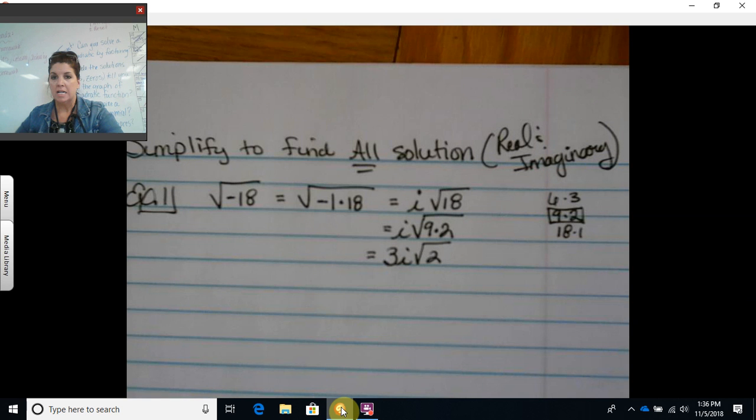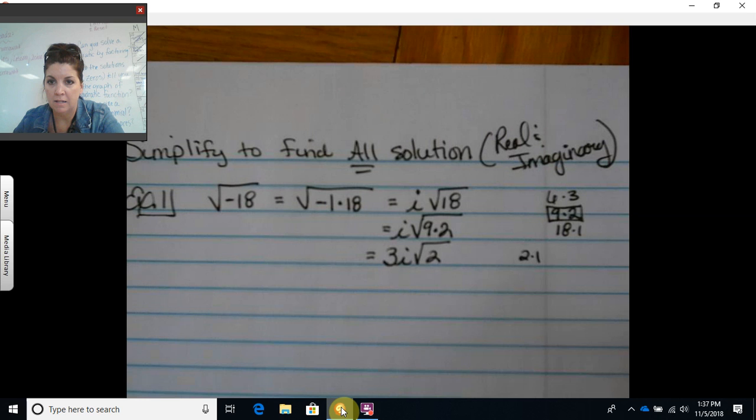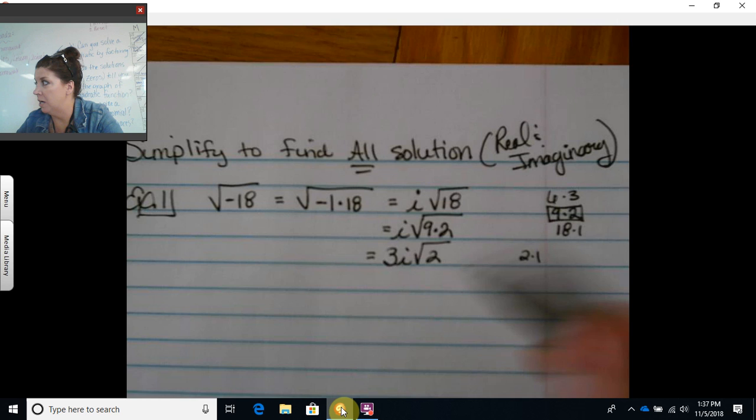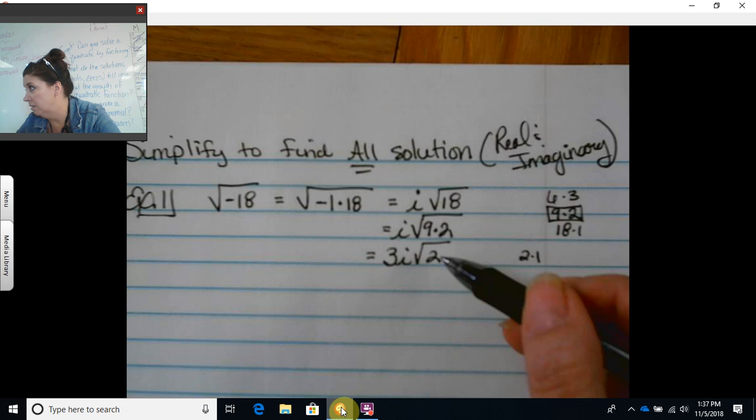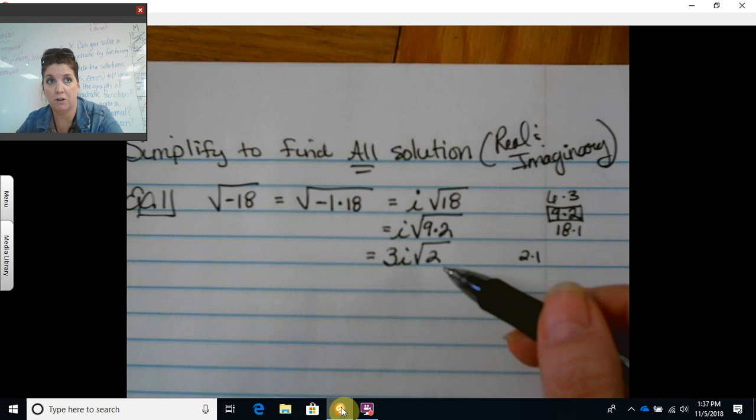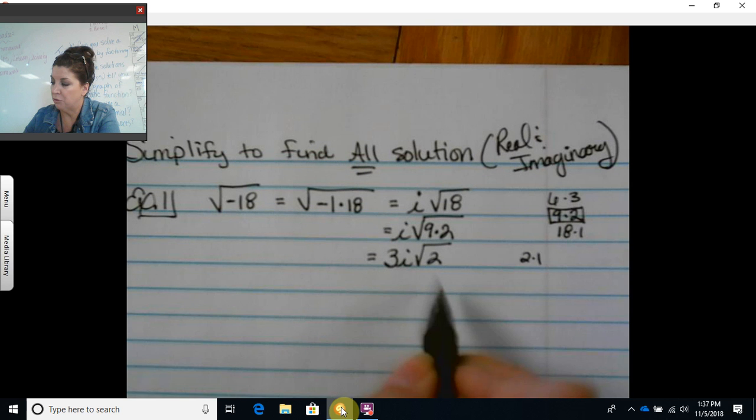And so you know you're finished when what's under the radical, its factors, don't have a perfect square except for 1. 1's okay. But factors of 2 are 2 and 1, that's it. Can't be factored any further. If, say, that was 8 under there, and 8 has factors of 4 and 2, 4 is a perfect square, you could go further. Okay, everybody cool with that one? So 3i square root of 2 is my answer.